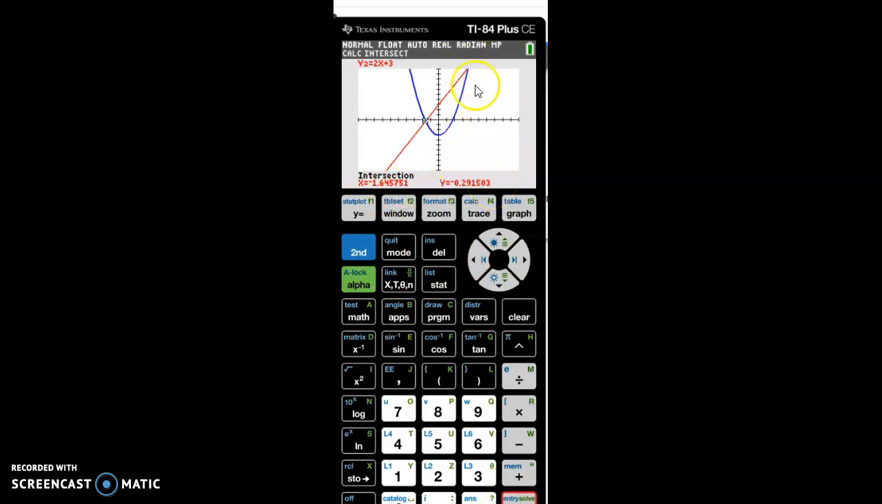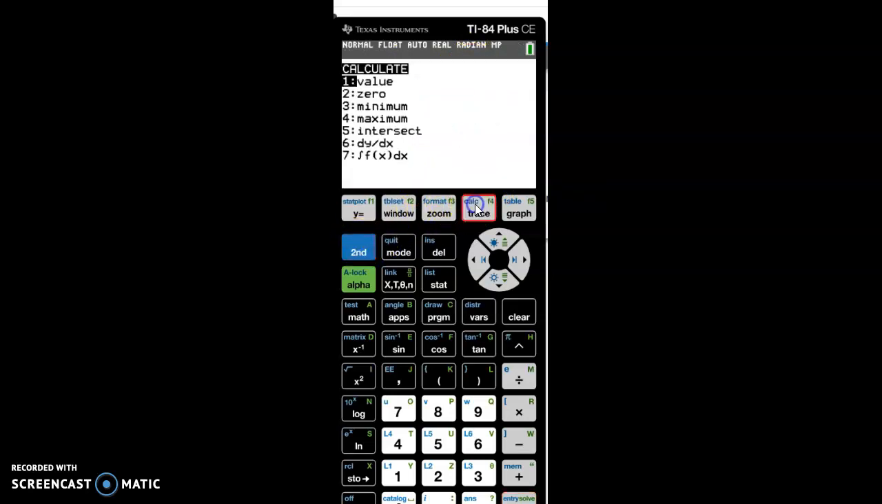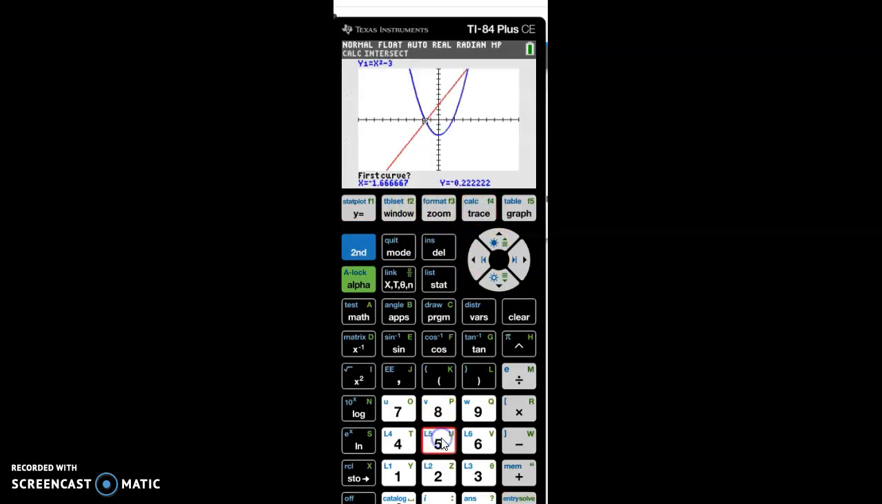If I wanted to find the other intersection up here, I would have to go back and second calculate. 5 is our intersection. That's my first curve, that's my second curve. Now my guess, I would want to make sure that I'm moving this close enough to that intersection point. And when I press enter, that's happening at my 3.64575. So that's a quick video on how to use the graphing part of your calculator to trace, to evaluate, and most importantly, to find the intersection of two functions.